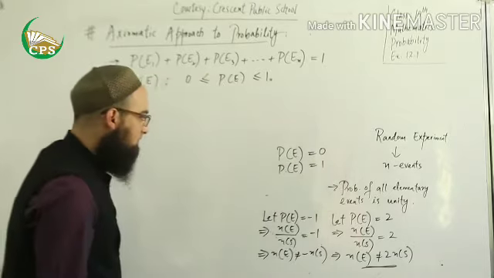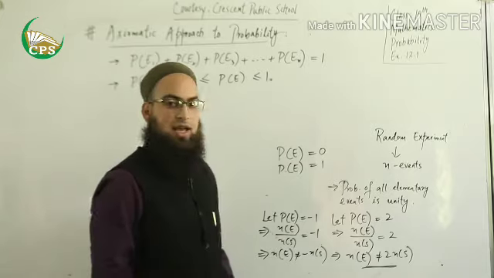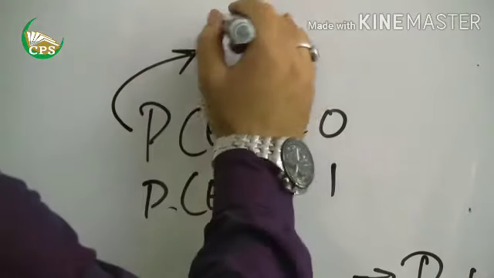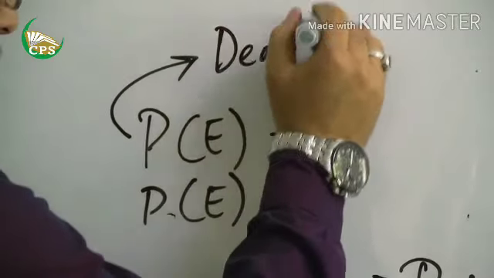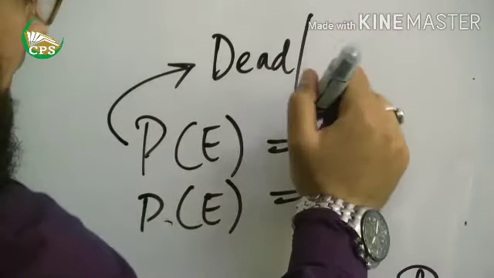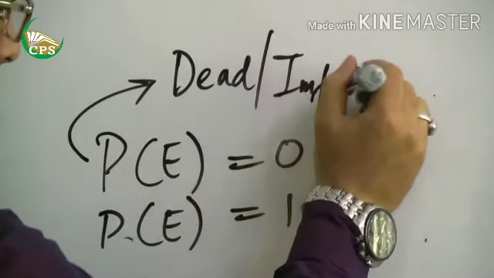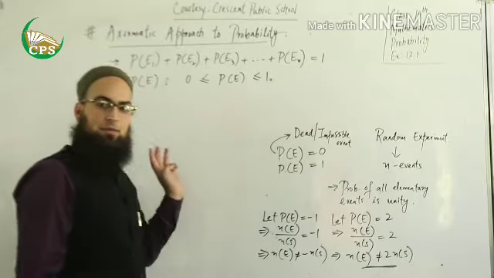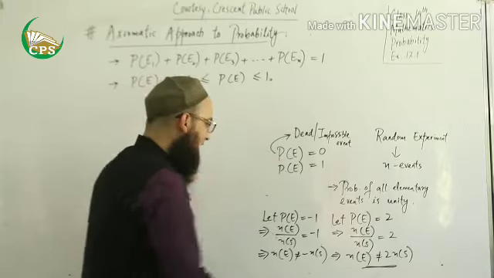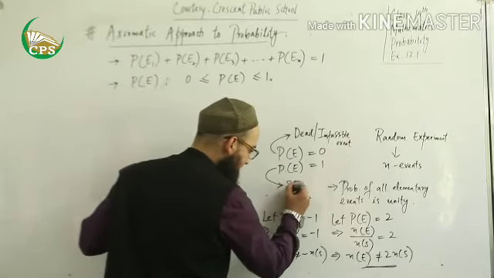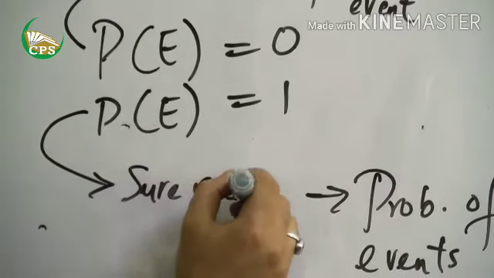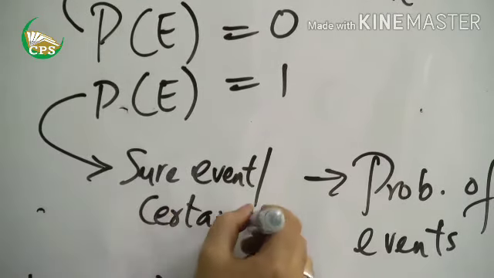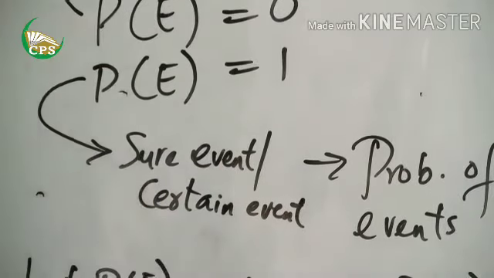How? See how. Probability of 0 means it is a dead or impossible event. In case of an impossible event, probability is 0. And in case of a sure event, or you can say a certain event, in that case probability is 1.